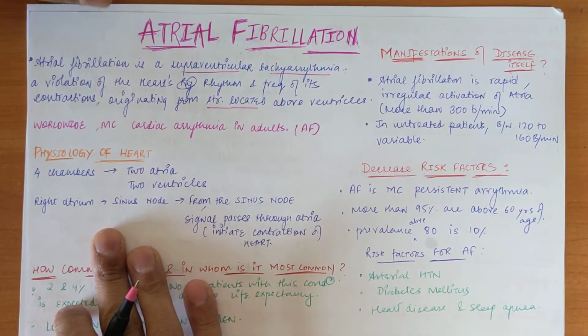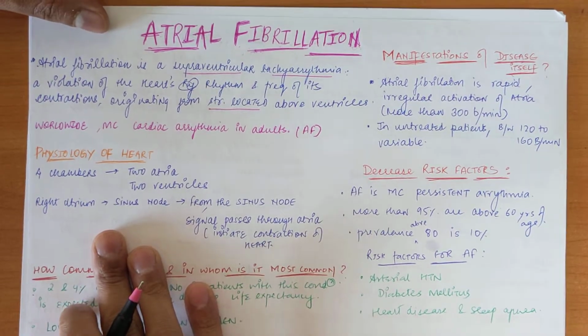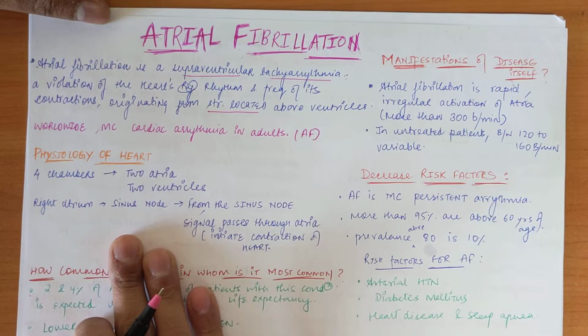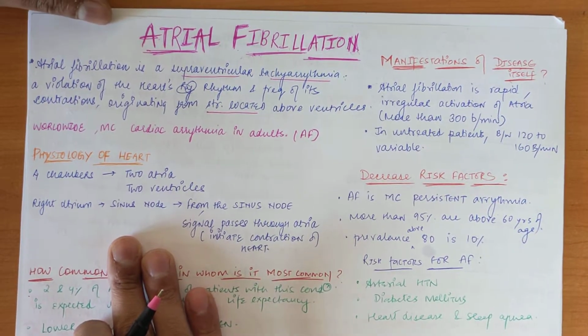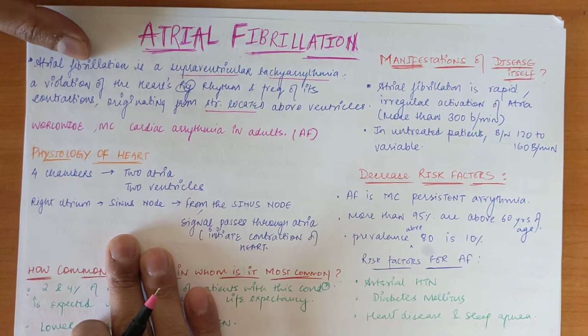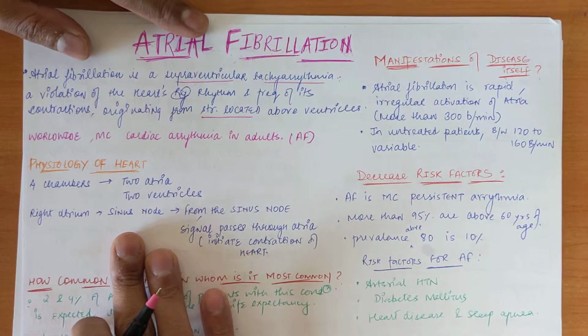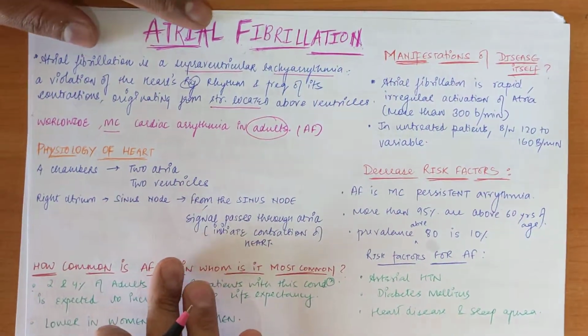The meaning is that in atrial fibrillation the heart beats at a very fast rate, and again it comes to a very slow rate, so that is called arrhythmia. The heart rate fluctuates. Supraventricular means above the ventricle, so the pathology is above the ventricle, which is why it is a supraventricular tachyarrhythmia. Worldwide, the most common cardiac arrhythmia in adults is AF, that is atrial fibrillation.